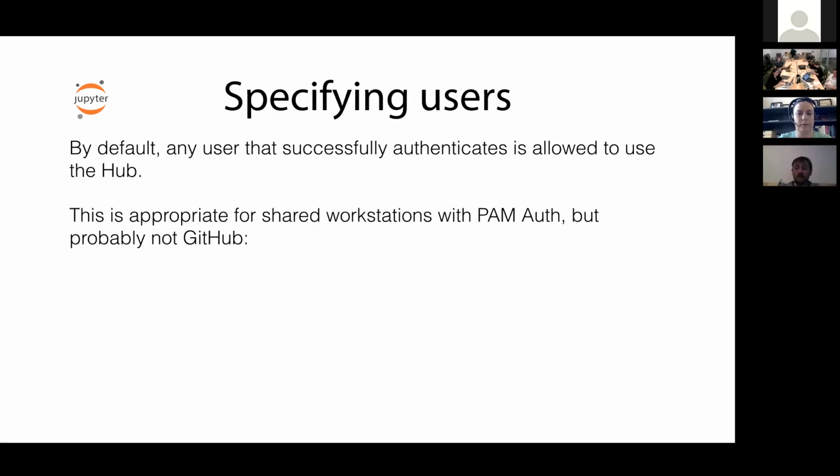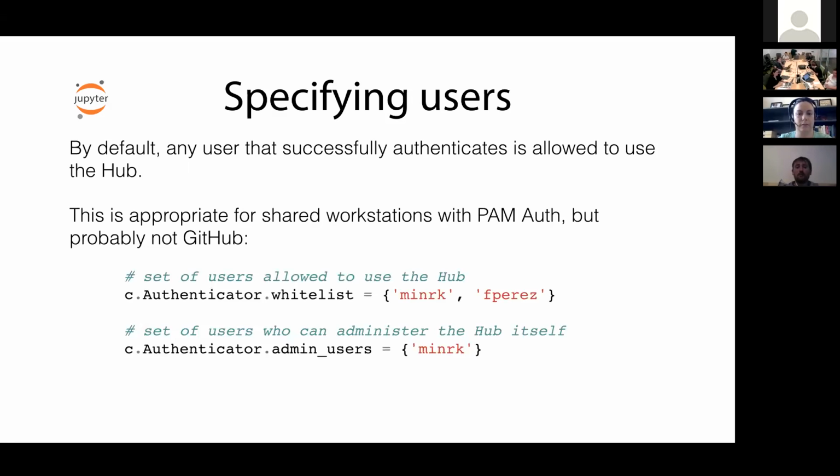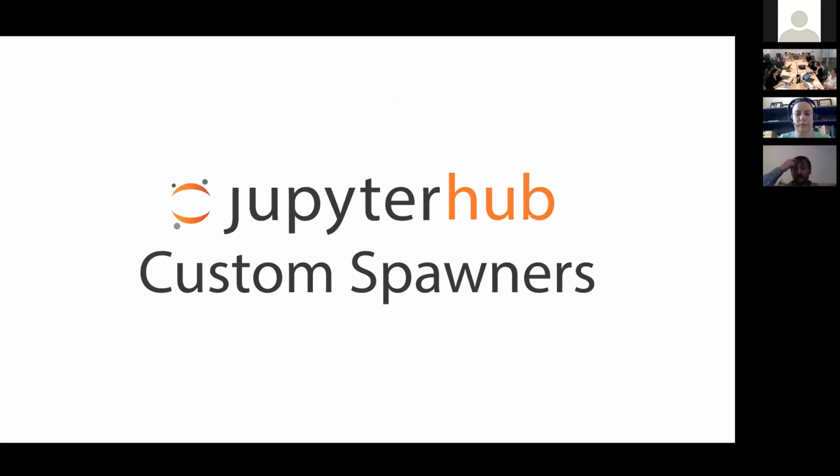So authenticators have a notion of a whitelist, and this is a whitelist of usernames as interpreted by your authentication service that should be allowed access. And then there's also a list of admin users who should have access to the admin interface of JupyterHub, who can do things like add and remove users, do some debugging, stop and start other users' servers, that kind of stuff. So a bit about what spawners need to be able to do and how to do a custom spawner.